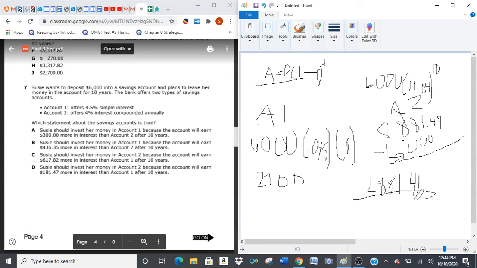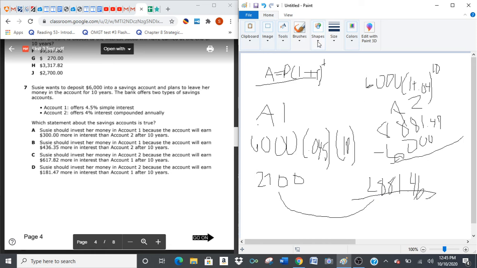Susie should invest her money in account 2 because the account will earn $617 more. Well, that's not true, because she only made like $181 more. If you read D, Susie should invest her money in account 2 because the account will earn $181.47. So if you don't know where we're getting the 181, we're just subtracting these two, because it's all it is, just comparing.